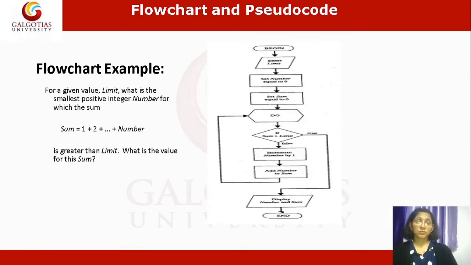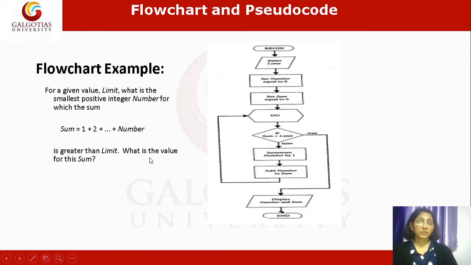Now, this example is very basic, without repetition. The next example is to show you how the repetition of operations is denoted in a flowchart. For that we have taken an example: for a given value limit, where the limit is a value taken from the user, what is the smallest positive integer number for which the sum, equal to 1 plus 2 plus up to number, reaches the limit? It means we are going to have a sum on an incremental basis until we achieve the limit.